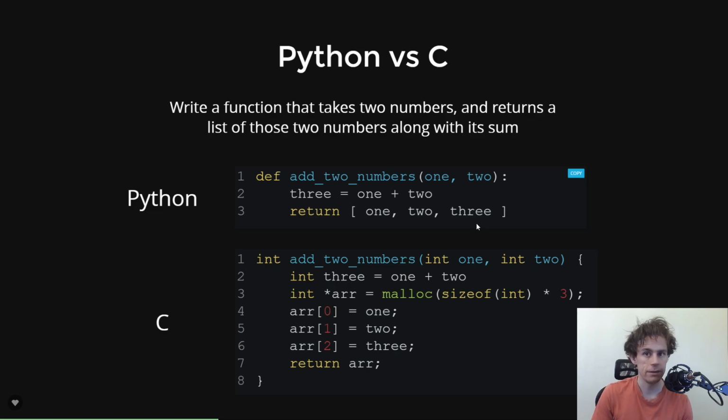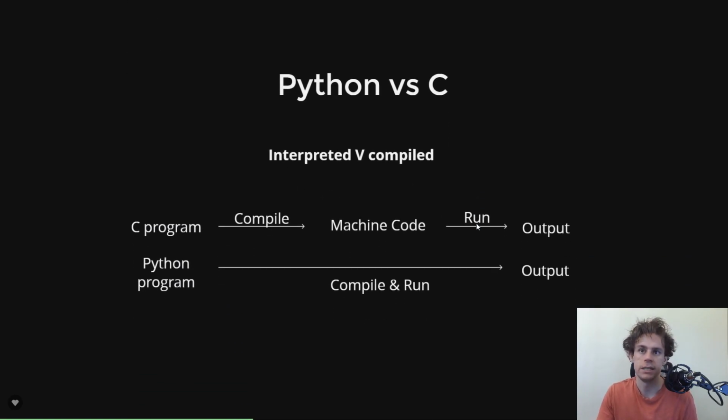Whereas something like Python, you'll notice that what we have here is just a really simple function where we're just like, yeah, 3 is just the sum of 1 and 2, and I'm just going to create a list. So very, very high level. And again, we'll go through some of these examples in a bit more detail.